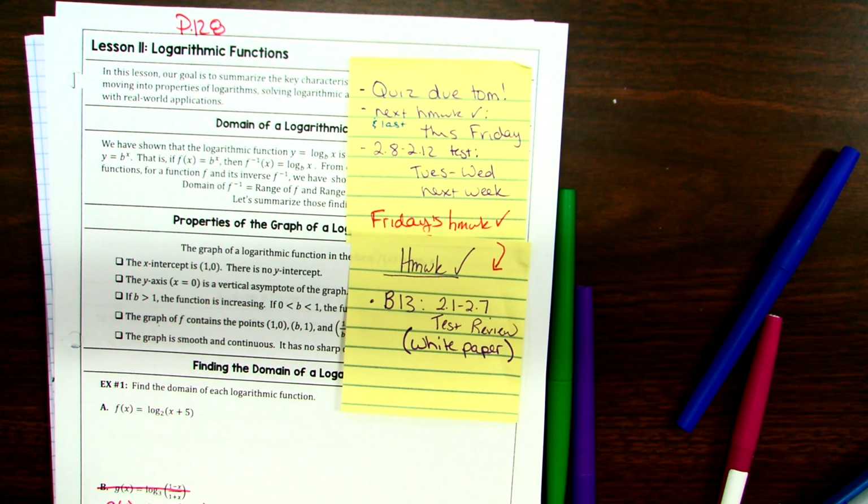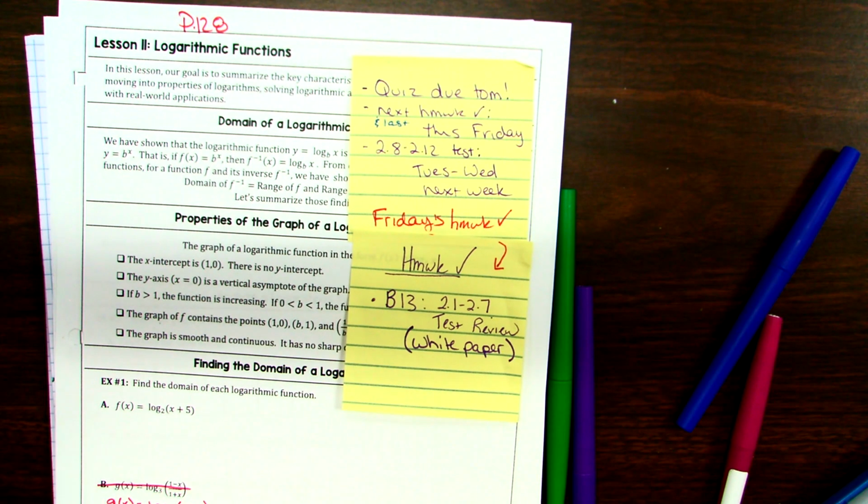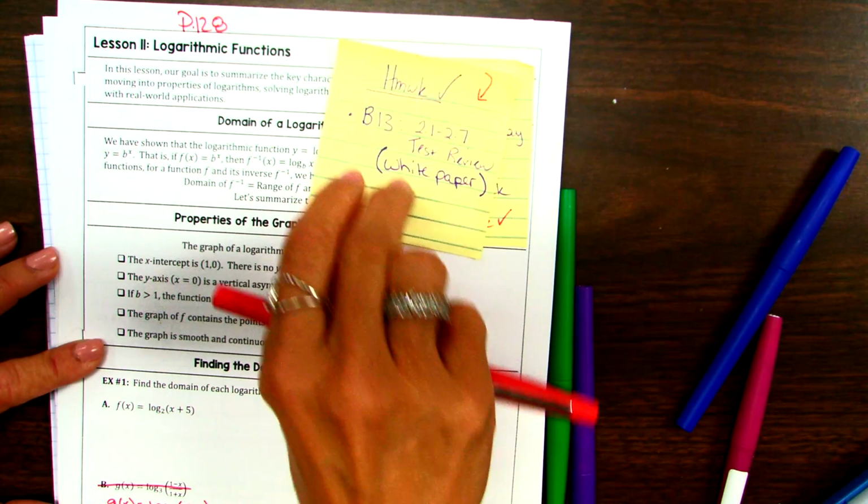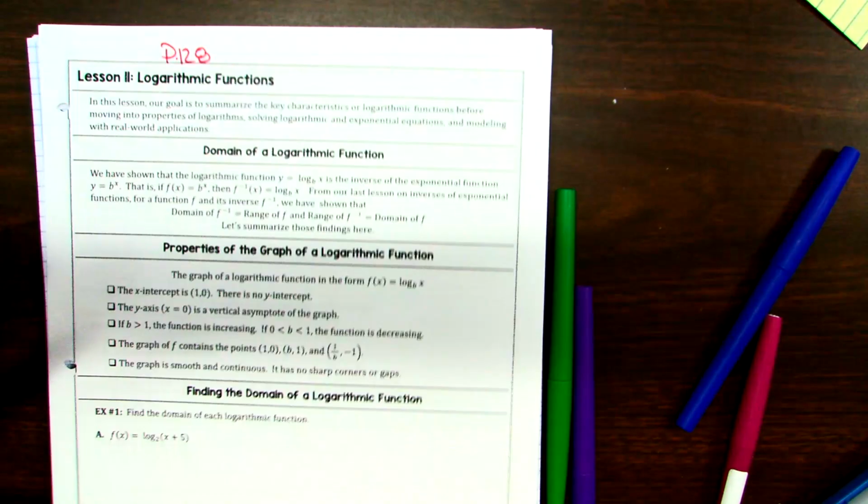That'll also make sure that our test isn't on a Monday. So when I can prevent a test being on a Monday, I do try to prevent it. So test review will be Thursday, Friday, Monday, and then test Tuesday and Wednesday of next week. Okay? So 3 new lessons, that's all we have. Great.